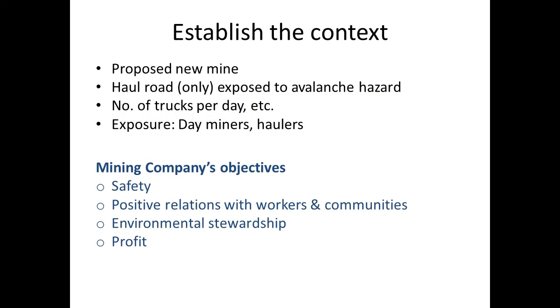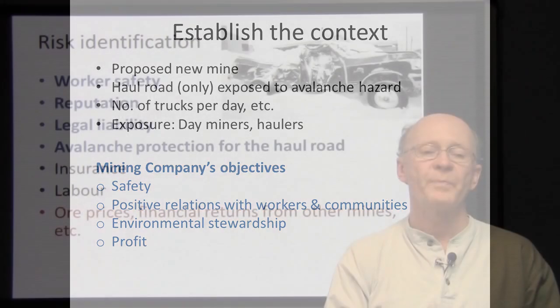So in our context here, we've got this new mine, we've got the haul road, and only the haul road is exposed to avalanches. The mining and service buildings are not exposed to avalanches. Our context includes the number of trucks per day, the number of workers traveling on it, the day miners, the haul trucks. Everything needs to be considered as to what's exposed. And everything is going to be assessed here in terms of the mining company's objectives, so they must be clearly identified. In that case, it's profit, positive relations with the workers and the communities, and environmental stewardship.